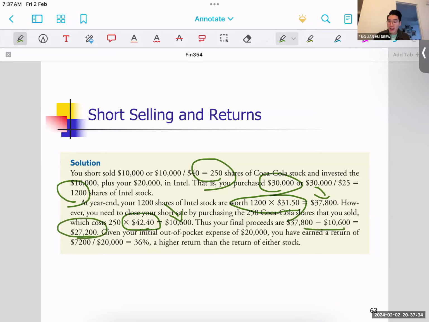Now you have an out-of-pocket expense, right? Because you initially put in 20K. So what's your returns? Your returns is 7,200 divided by 20K. So your return is actually quite high, 36%. You get a 36% return, which is higher than the return of either stock.